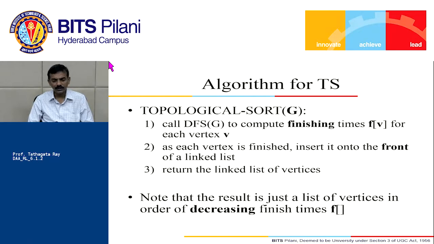So let's look into the algorithm for topological sort, and the algorithm is very simple. It is entirely dependent upon your depth first search. So if you have understood depth first search, you will be able to follow this algorithm. So in topological sort, its parameter is the graph G. What you do is call depth first search on this graph G.